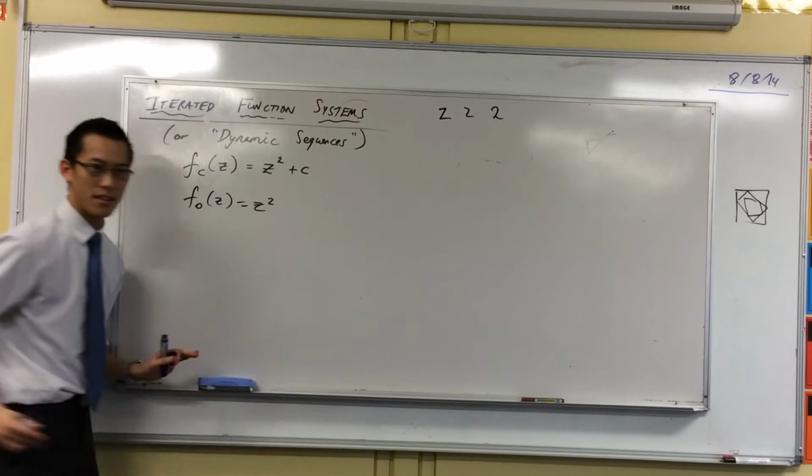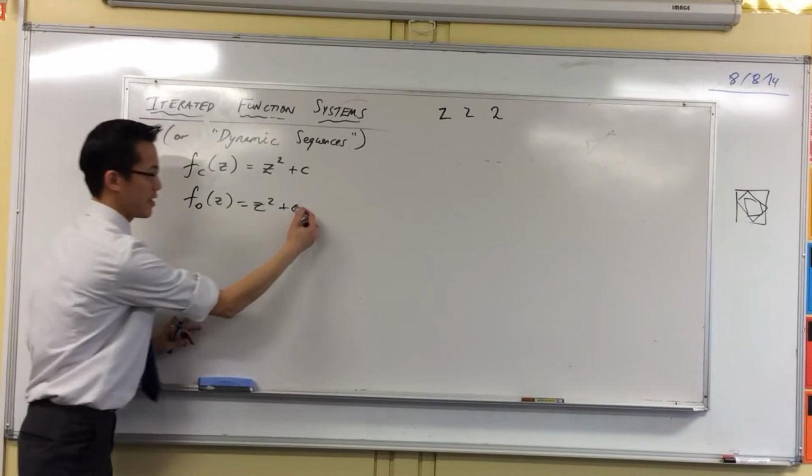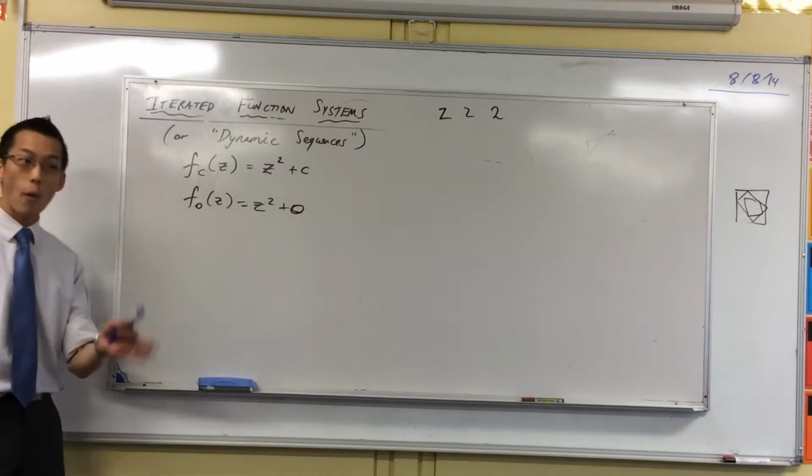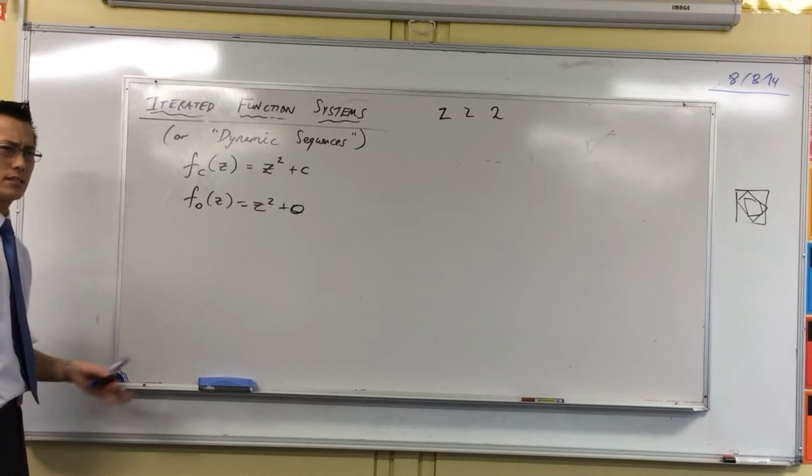Now, I'm starting with simple examples. What's going to happen here? This C is 0. So I'm always going to start from 0. I'm going to iterate and see what happens. So let's give it a go.